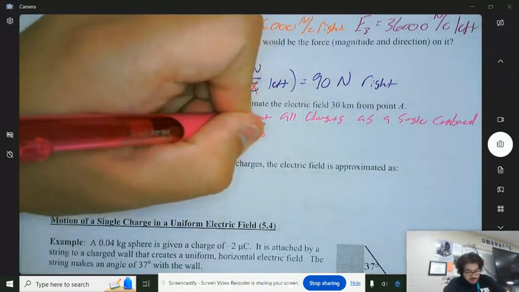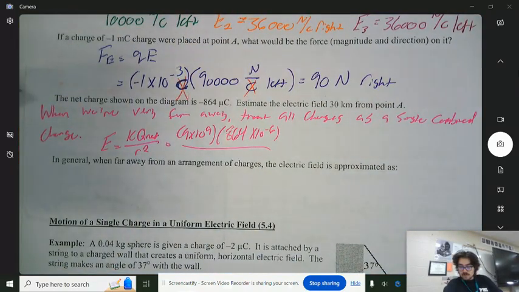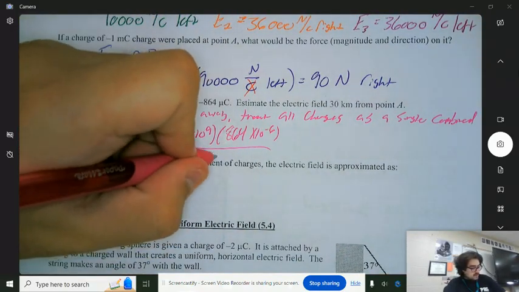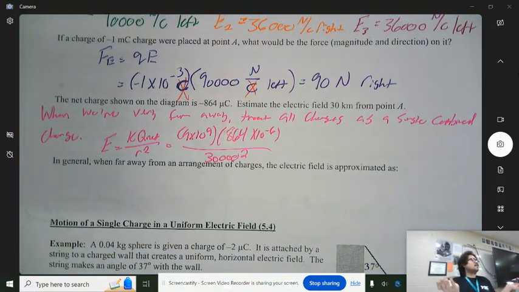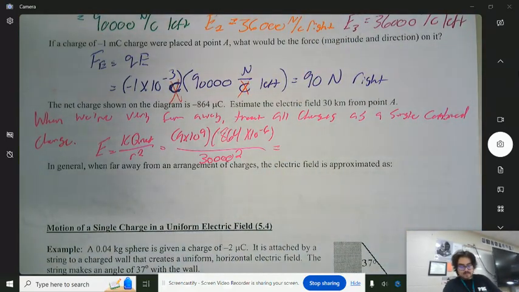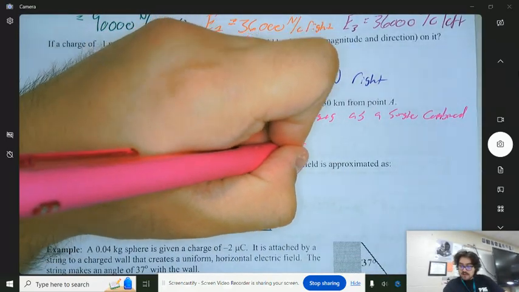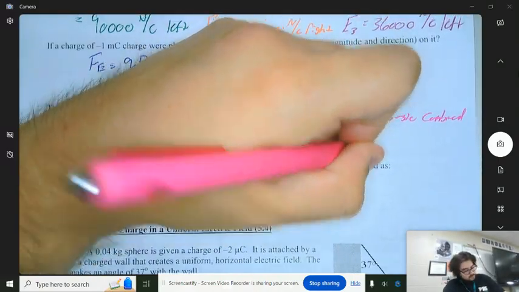864 times 10 to the negative 6th over R squared, which is 30,000. Now, why is it 30,000? It's because we had 30 kilometers. We convert kilometers to meters, that's 30,000. And then you should end up calculating that out to get about 0.00864 newtons per coulomb.